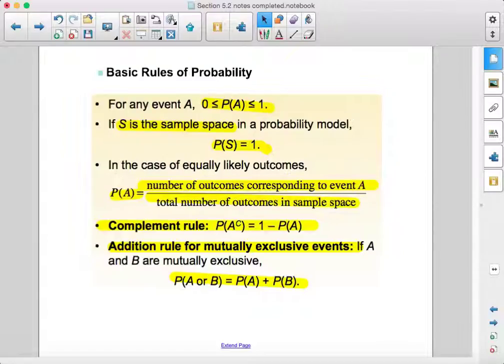And then finally, the addition rule. To find the probability that event A or B occurs if they're mutually exclusive, so meaning they have no common outcomes, the probability A or B occurs is found by just adding together the probability of event A plus the probability of event B.